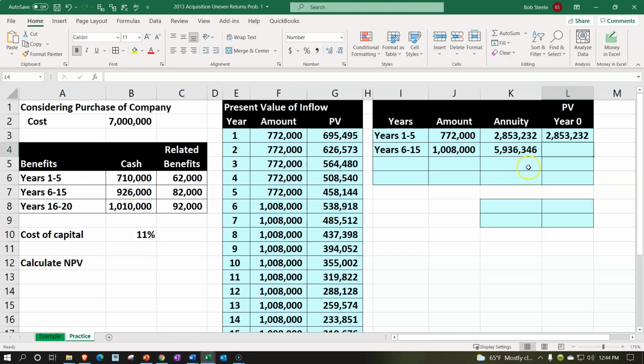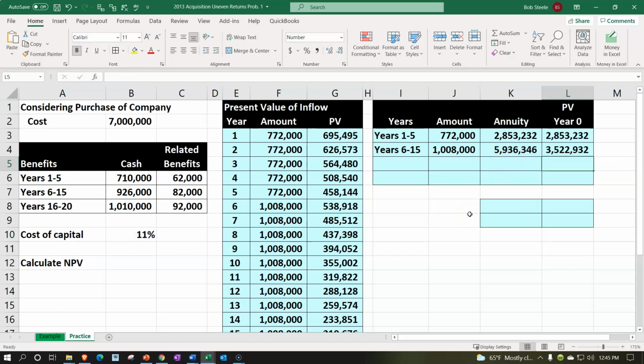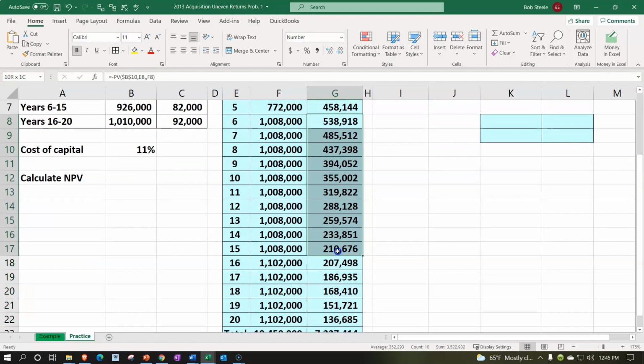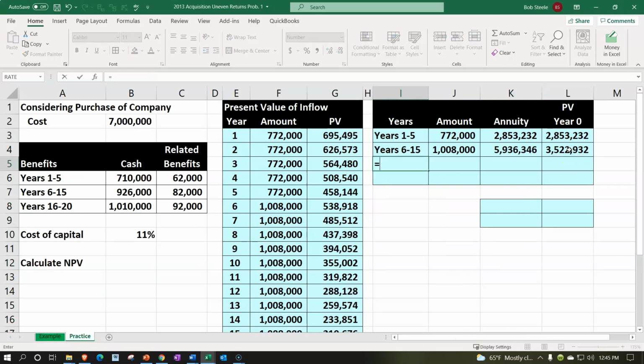So now we got to do our present value of 1 calculation, negative present value, shift 9, rate is going to be that 11% again, comma, number of periods is going to be 5, and then comma, because this is now a one-time number that we did our annuity calculation in. So now we're doing present value of 1, not an annuity. And there's that 3522932, which I think would equal, if I summed these up this way, this number, just like we knew it would. I had complete confidence that that would be the case.